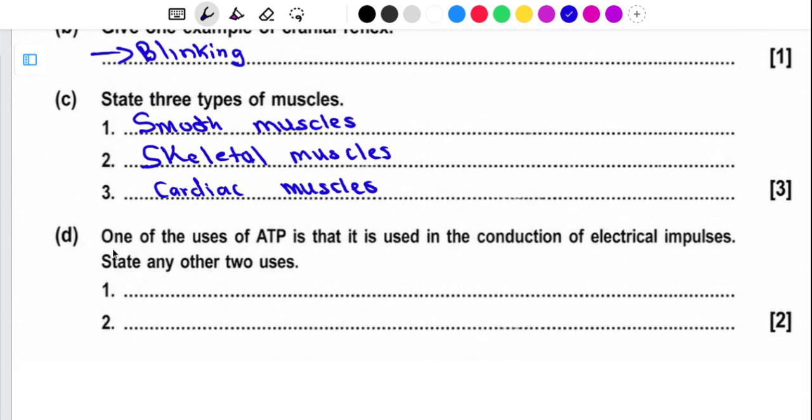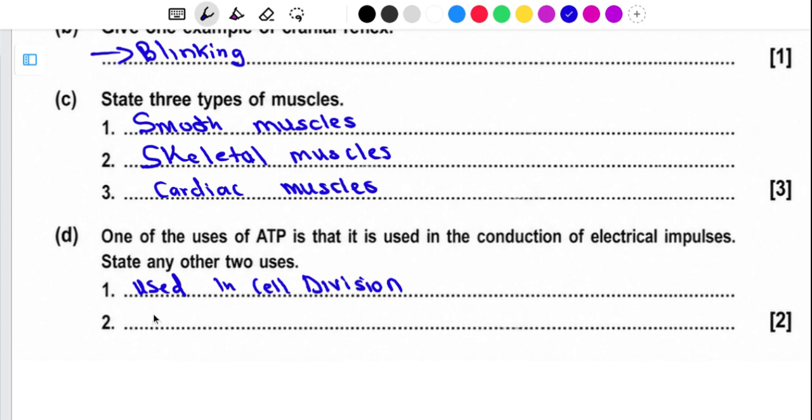Then the last question is saying, one of the uses of ATP is that it is used in the conduction of electrical impulses. So for electrical impulses to be conducted, ATP is needed. Now the question is saying, state any other two uses. So it is used in cell division. So for cell division to occur, ATP has to be present there. So you can say used in cell division. For mitosis to occur, for meiosis to occur, ATP has to be there.